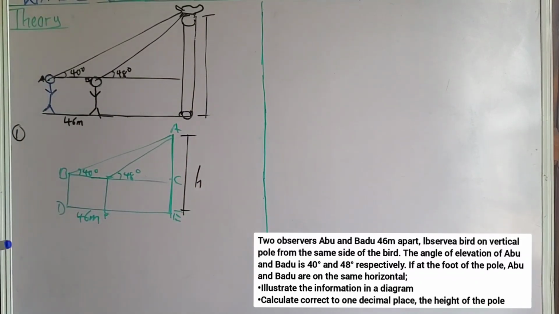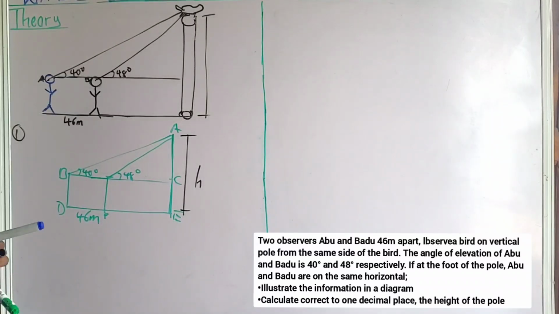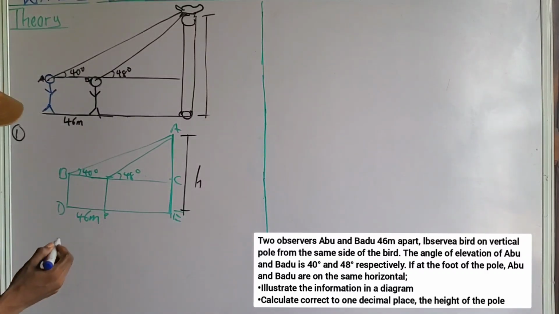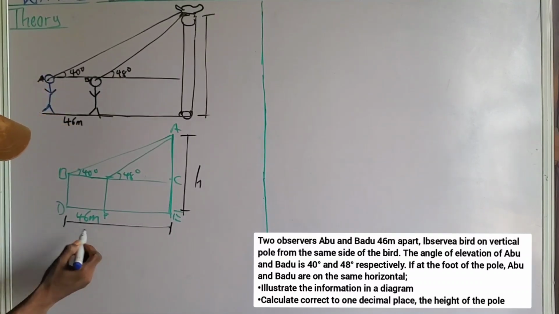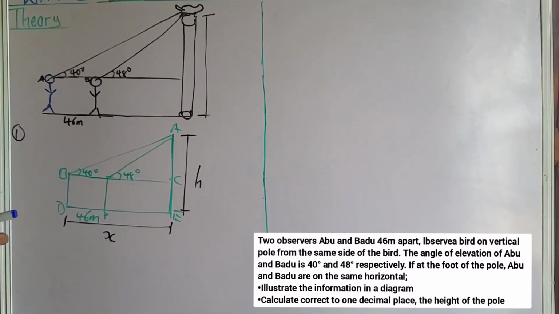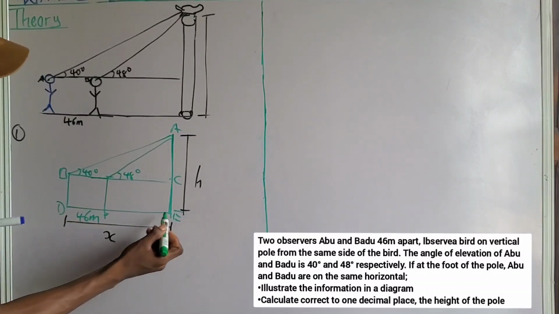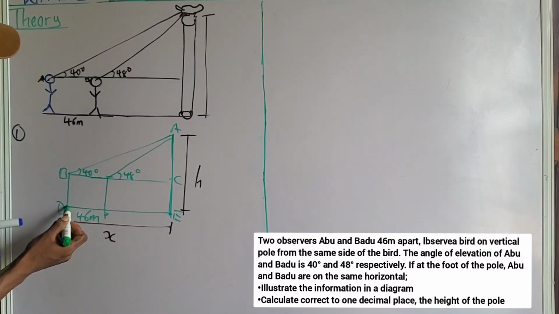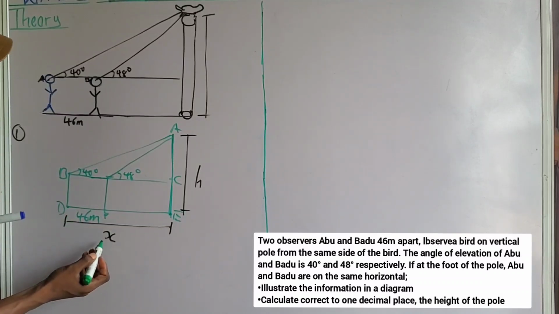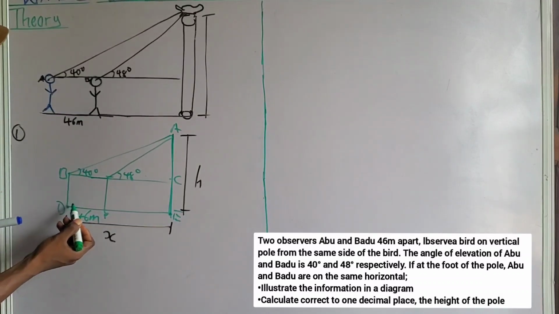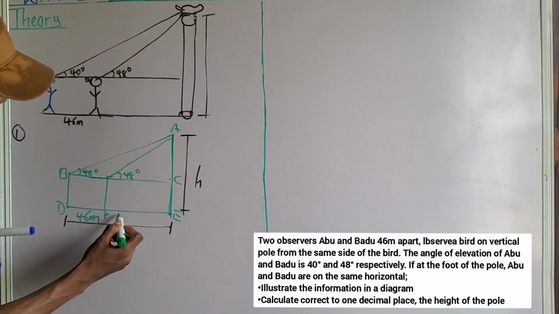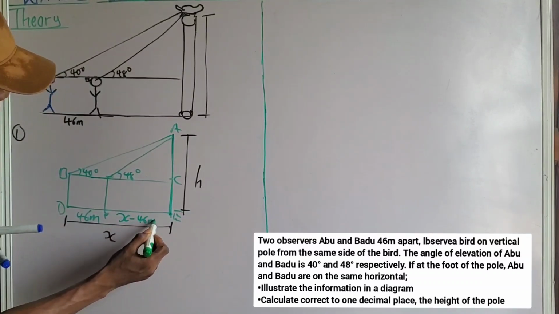Now listen to me carefully. How do you want to determine the height of the pole? Let's call the total length between the foot of the pole to where Abu stands X. But we've been given the distance between Abu and Badu as 46 meters. So this will be X minus 46 meters.